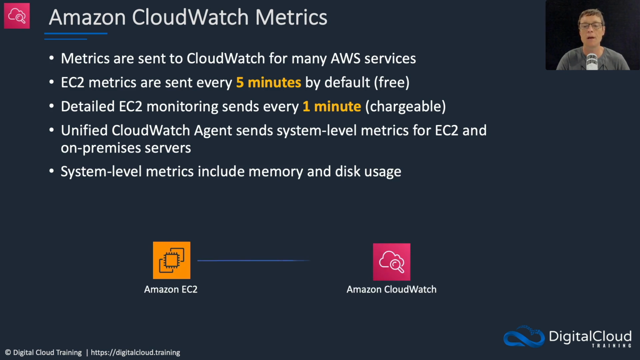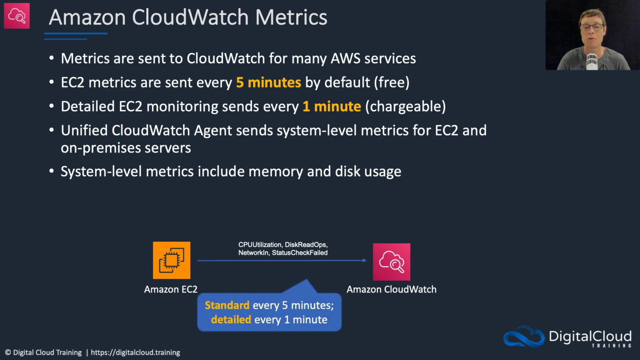So for EC2, it's sending metrics such as CPU utilization, disk read operations, networking, and so on to CloudWatch, and you can then monitor using the dashboard or using other tools. As I said before, that happens every 5 minutes or every 1 minute if you enable detailed monitoring. Then you can install that unified CloudWatch agent to get additional statistics. For instance, memory and disk utilization.